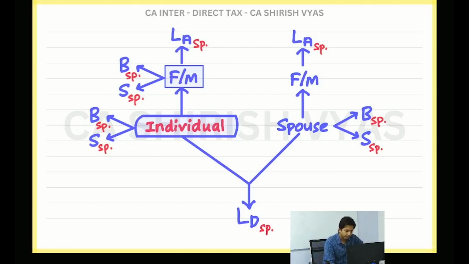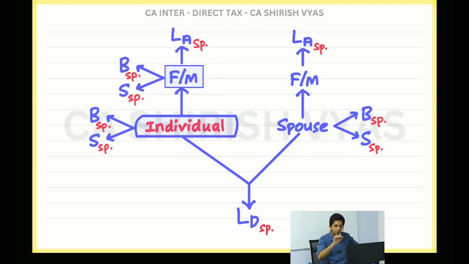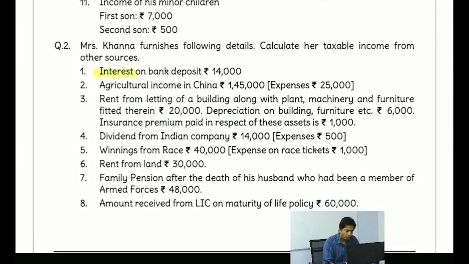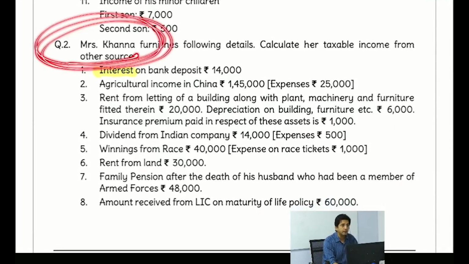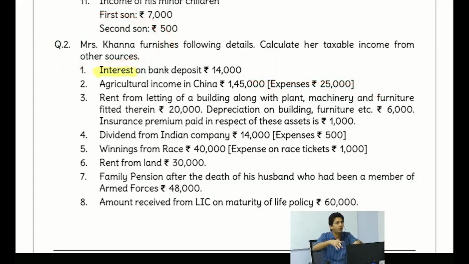Then my father, mother. See, this is me, don't forget. In every question we are solving the question of a particular person. That person is called the assessee. Like today I solved the question of Mrs. Khanna. So Mrs. Khanna is called the assessee. Assessee means the taxpayer. The one who is assessed, the one who is taxed, is called assessee. So many times in my conversation, I will use the word assessee. It means the person involved in the question.